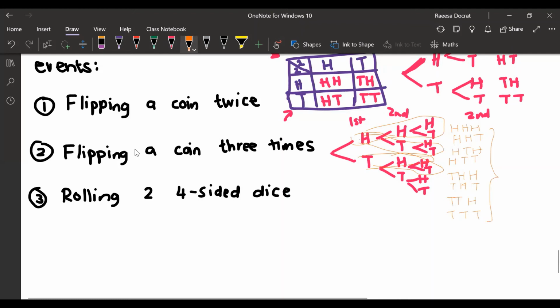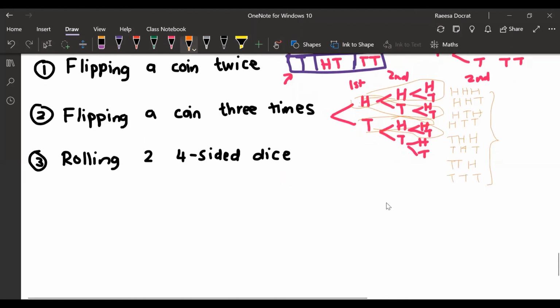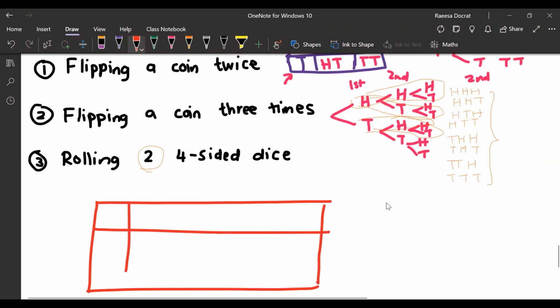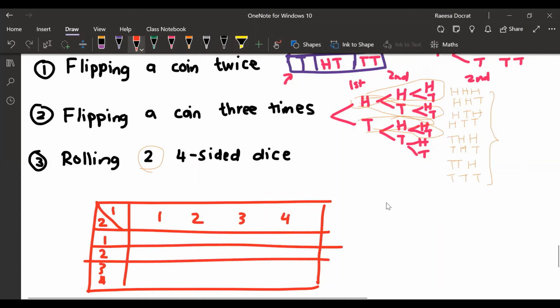So rolling 2 four-sided dice. This one here, you could represent on a table again. So you can have the first die and the second, you can get 1, 2, 3, or 4. And here you can get 1, 2, 3, or 4. Sorry, this table is not the world's most perfect table, but it does the job.